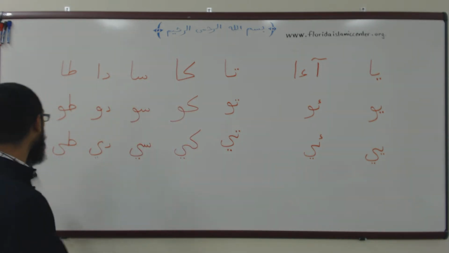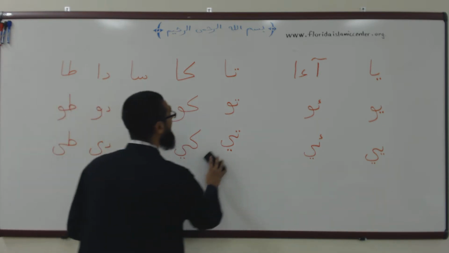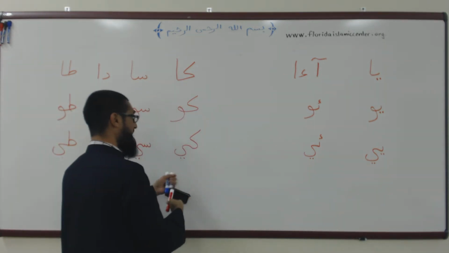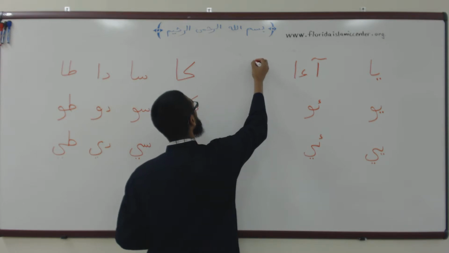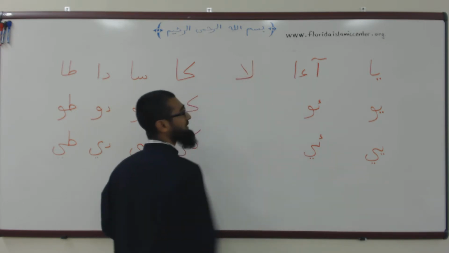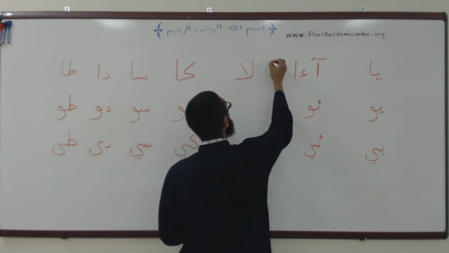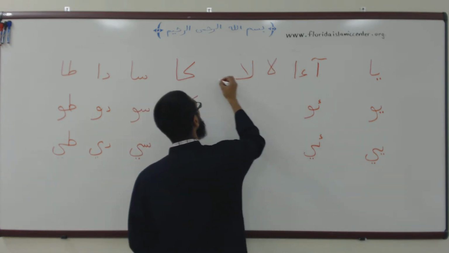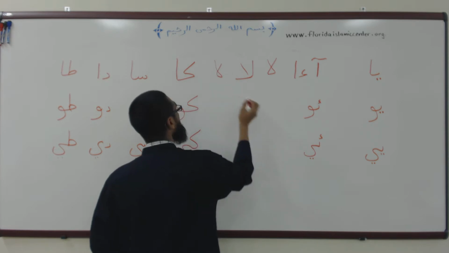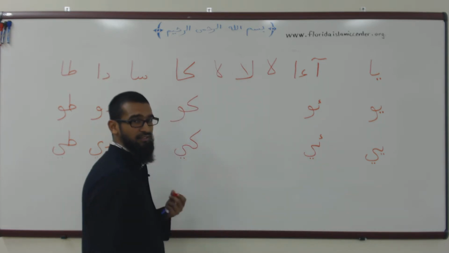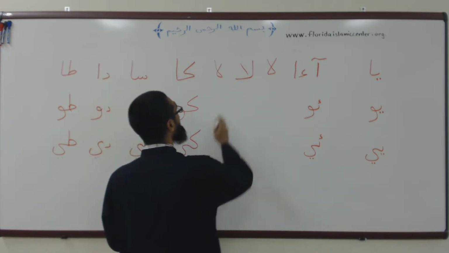Okay, let's put some more letters on the board. Now the lam, I just told you what the lam looks like. Lam with the alif looks like this. There are different ways of writing it. Sometimes it's written like this. All different ways. Lam alif, that's all lam alif.